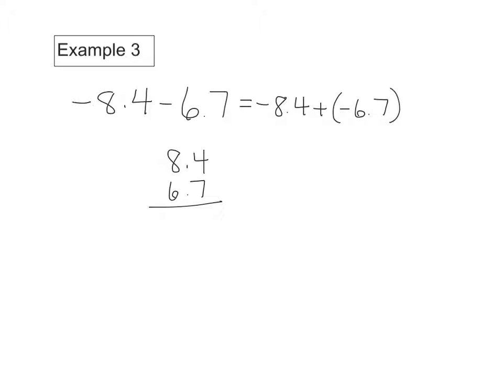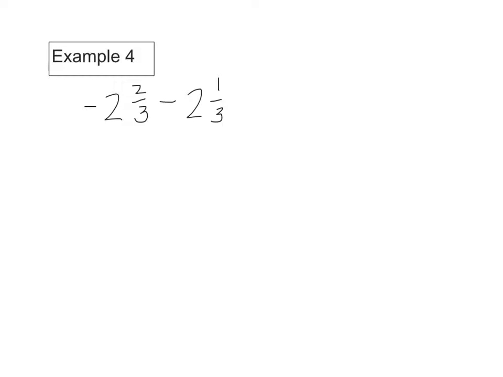Again, I line up my decimal points. So I line up my place values. And this is going to give me 15 1/10. So my answer, because those are both negatives, is going to be a negative 15 1/10.